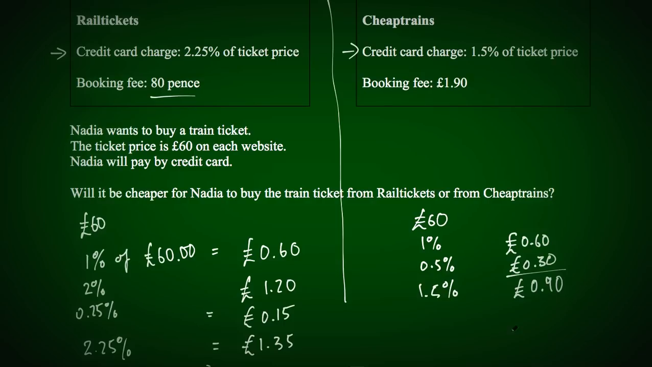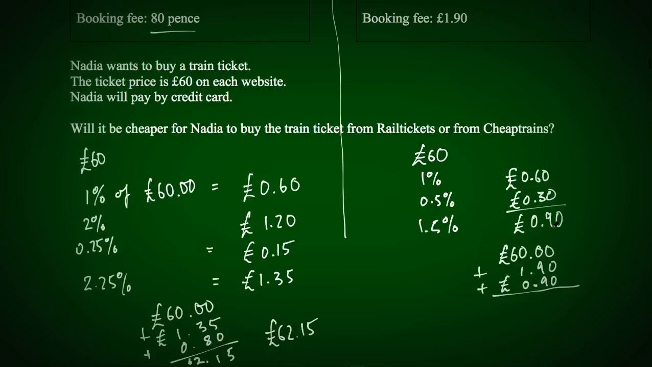Booking fee £1.90, so the total price for this ticket is £60 plus the £1.90 booking fee plus the 90p charged as a percentage for the credit card. So adding those together, I got £62.80. So it's cheaper for Nadia to buy the train ticket from this one.